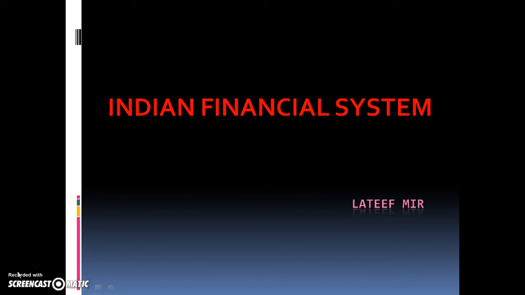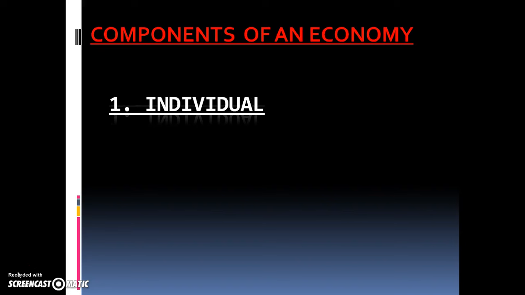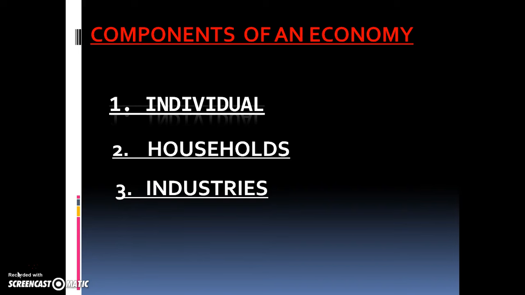I am going to start with the components of an economy. Let's see what exactly the components of an economy are. The first ones, I personally call them players of an economy. They play a good role: individuals, households, industries. The fourth one, which I am referring to as a player in this video, is wealth, because ultimately money is one component that is exchanged.